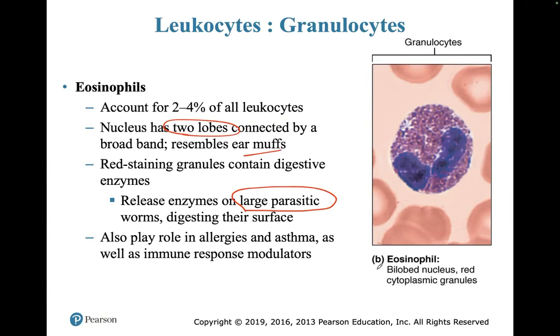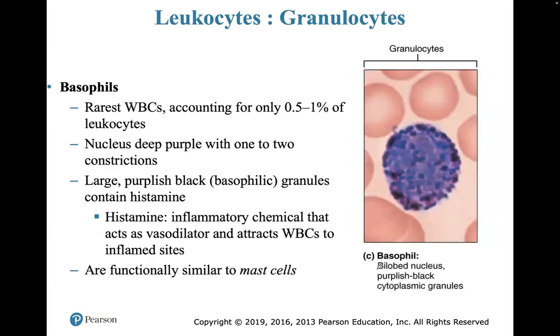So neutrophil, eosinophil. Third is basophil. This is an interesting one. This is the rarest one, really less in number, half to 1% of leukocytes. Their nucleus is deep purple with some constrictions, but sometimes their nucleus is not even visible properly. They lack granules, and the most interesting thing they have is called histamine. What is this histamine? Histamine is an inflammatory chemical that acts as a vasodilator and attracts WBCs.